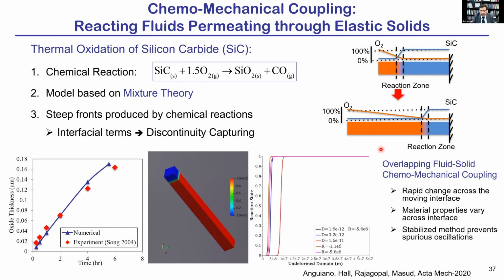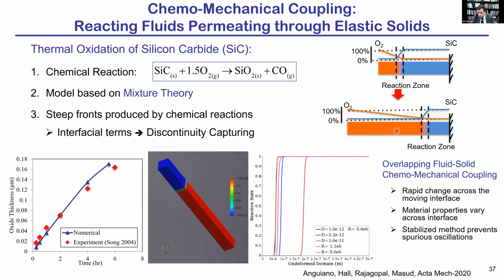Let me show a couple of example problems. This is chemomechanical coupling, reacting fluid permeating through solid. This is a chemical reaction. The byproduct is silicon dioxide, which is 2.2 times the volume. And so we see oxygen going in. This interface moves across. The chemical reaction is taking place. This is completely depleted solid. So phase change has completely taken place. And now the chemical reaction is taking place in the undeformed region.